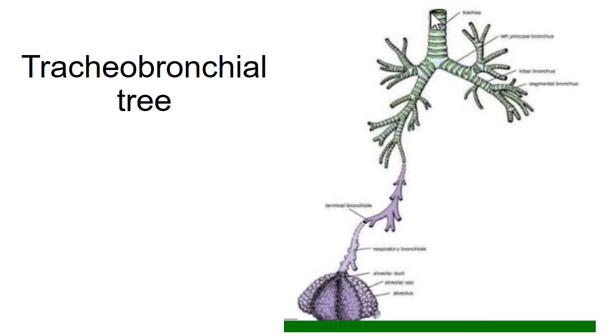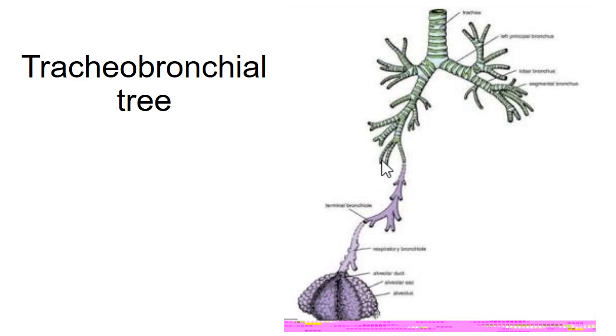I repeat, this is the trachea, which divides at the lower border of the 4th thoracic vertebra into 2 main principal bronchi, one for each lung. These principal bronchi further divide into the lobar bronchi, which supply each lobe of the lung. These lobar bronchi further divide into segmental bronchi. These are the segmental bronchi, which are 10 in number. They supply the 10 bronchopulmonary segments of the lungs.